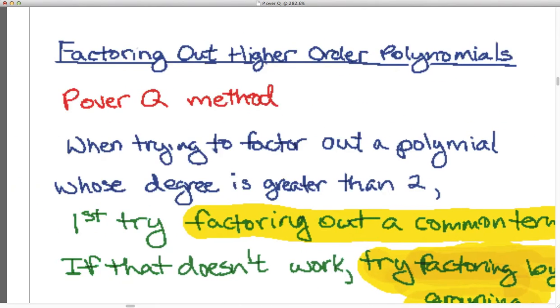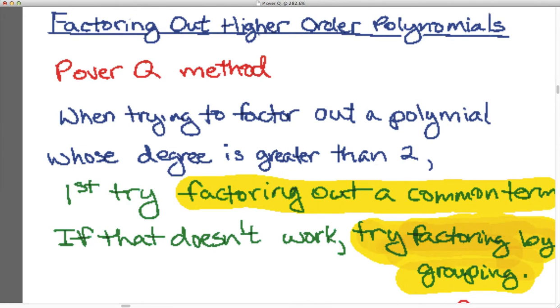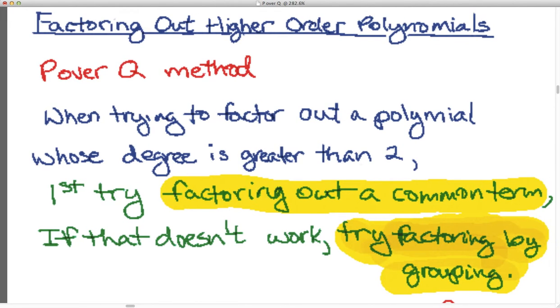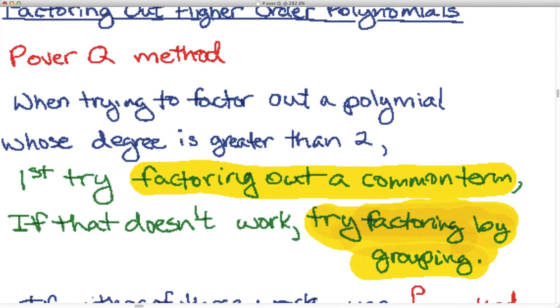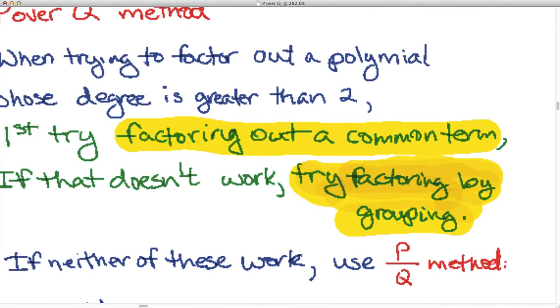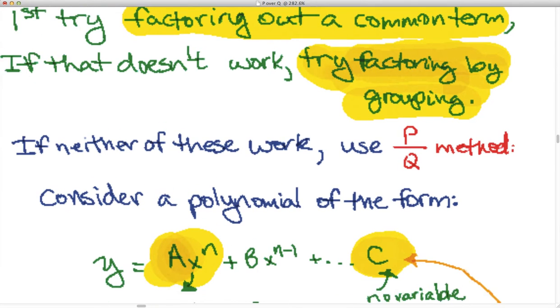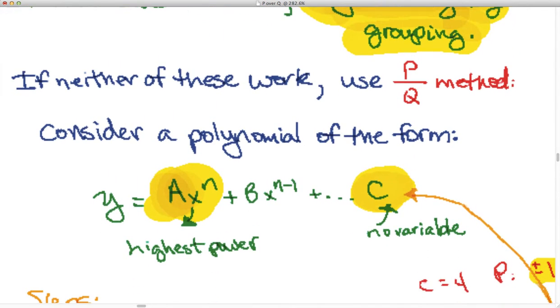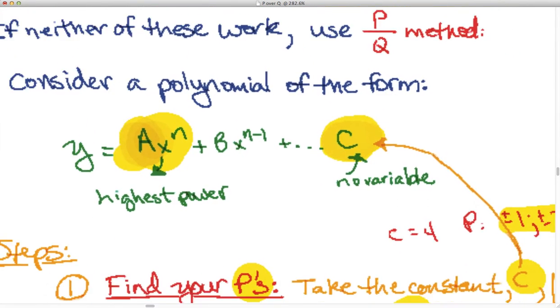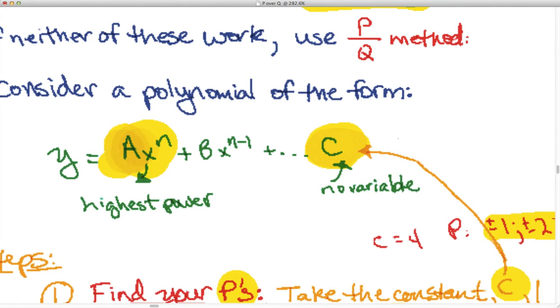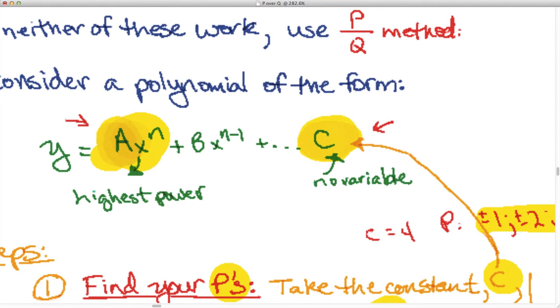So recap real quick, whenever you're trying to factor out a polynomial that's more than power of x squared, try factoring out a common term first. If that doesn't work, try factoring by grouping. If not, then we got to do the P over Q method where we list all the P's, which are factors of this constant, the term with no variable, and then we list all the Q's, which are factors of the leading coefficient, the term of the highest degree.